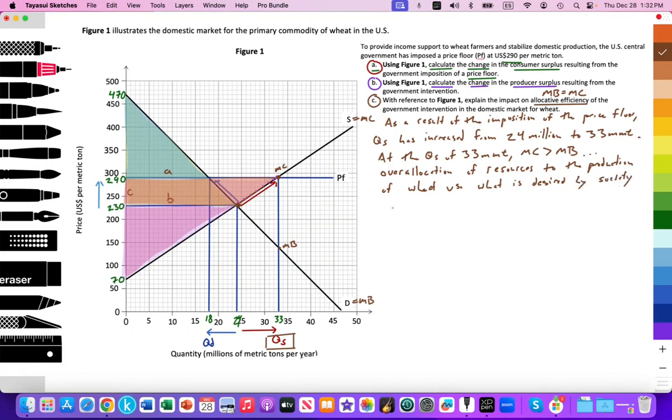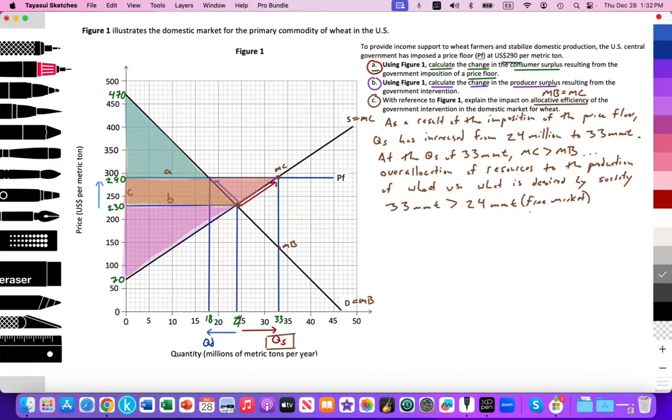Can also highlight that the 33 million metric tons is greater than the free market quantity of 24 million metric tons right here. This is the free market quantity. All right, so we're way above that. And as a result of that overproduction, the cost to society is greater than the benefit to society. So there's a welfare loss there.